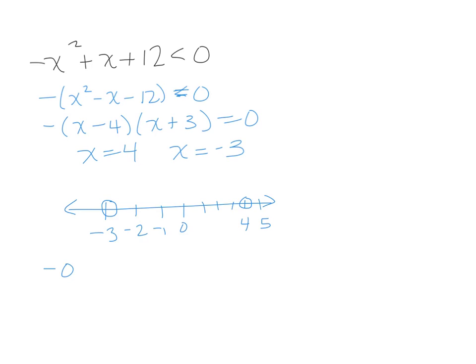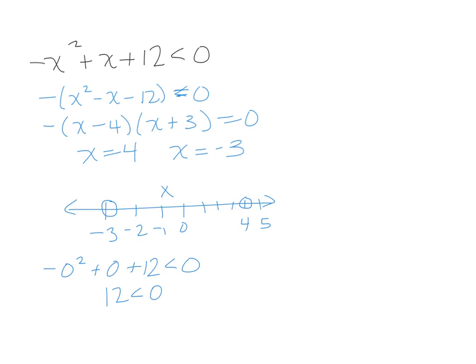So I'll go negative 0 squared plus 0 plus 12 is less than 0. And I always want to test back in the original inequality, the very first thing you were given. Because then if you happen to make a mistake with your solving or something, you're not going to make a mistake with this. You don't want to fill it into an equation that you made a mistake with. So that gives me 12 is less than 0. And is that a true statement? No. So it's not in there.